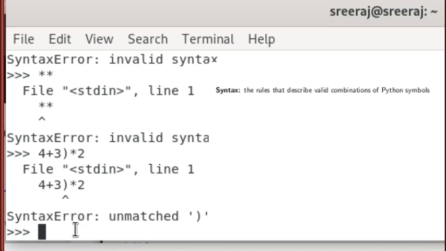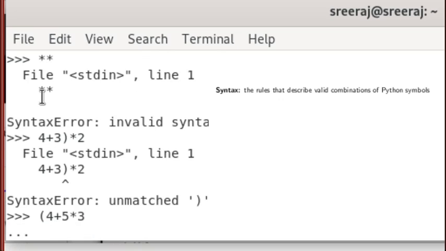Instead of this, I include an open parenthesis, and add 4 plus 5 and multiply into 3. When I press enter, it does not show an error. That means Python is expecting a closed parenthesis. When I hit enter, nothing happens, or it looks like nothing happens. That's because Python allows instructions to extend over multiple lines, so these 3 dots show the multiple line extensions.